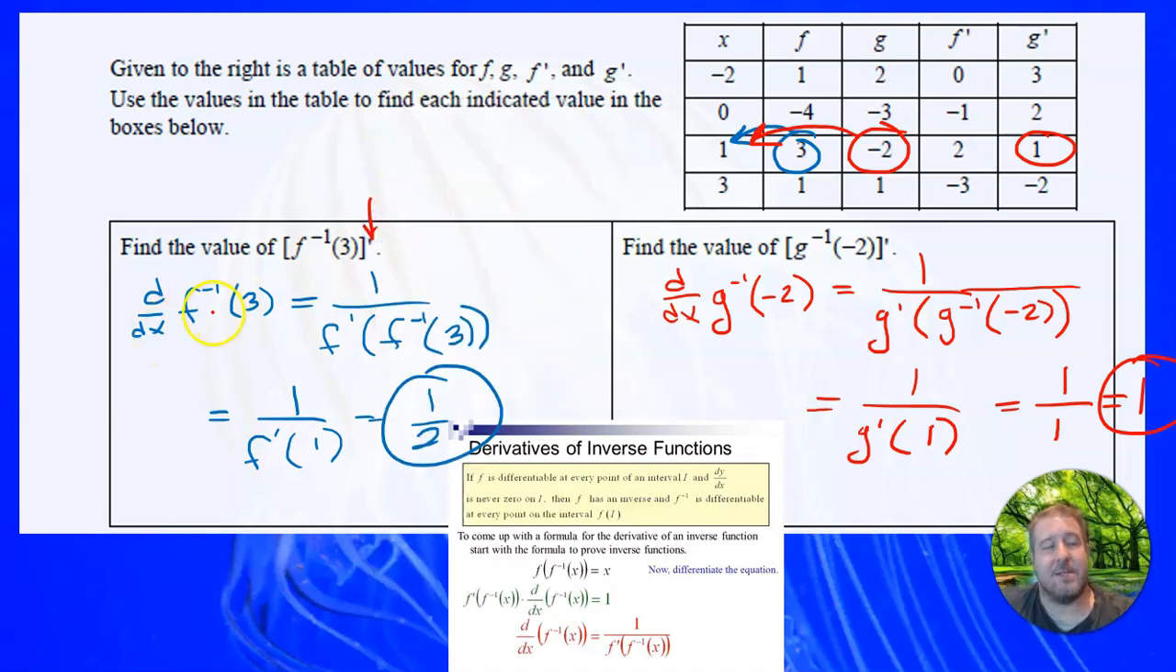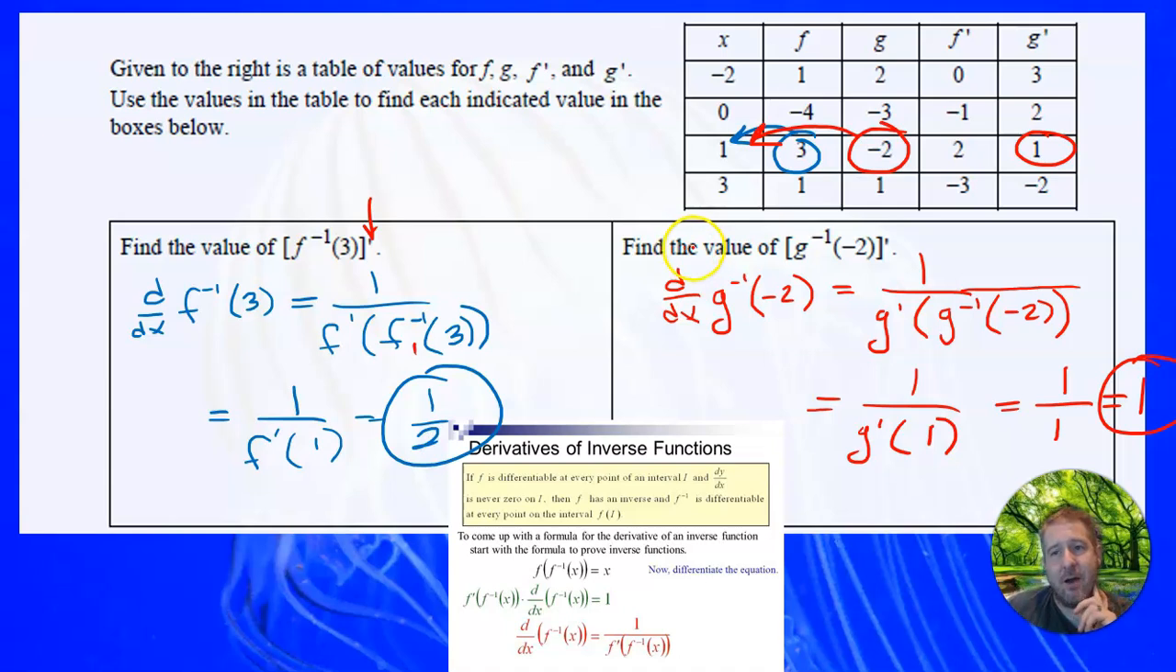So d dx, that's the derivative of f inverse of 3, that little prime symbol, is equal to 1 over f prime of f inverse of 3. Remember, it's just the chain rule. That's all it is, 1 over the chain rule. Okay, so f inverse of 3 is 1. So it looks like this is all just 1. So f prime of 1. So what's f prime of 1? 2. Okay, pretty easy right there. 1/2. Not too bad.